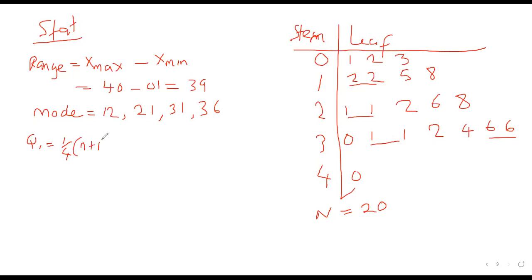Our n is 20. 20 plus 1 is what? 21. So a quarter of 21 is 5 point what? 5.25. The nearest whole number is 5. So let's count the fifth number. 1, 2, 3, 4, 5. What number is that? 4. Good. Q1 is 12.